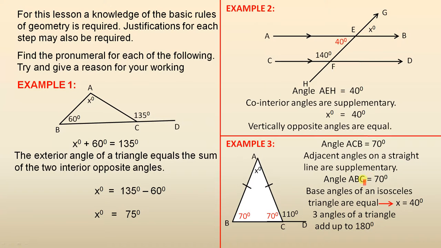Angle ABC is 70, and the reason for that is the base angles of an isosceles triangle are equal. See, the reason we have that as 70 is because that's an isosceles triangle, you can see these marks here. So 70 plus 70, that gives us that x is 40, because the three angles of a triangle add up to 180. So 70 plus 70 is 140, plus 40 is 180. So x is 40 degrees.